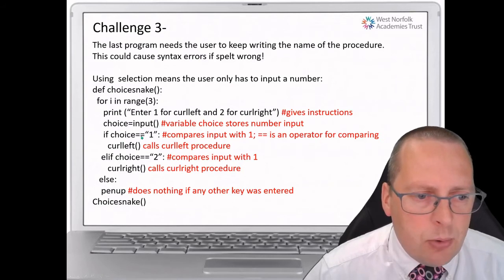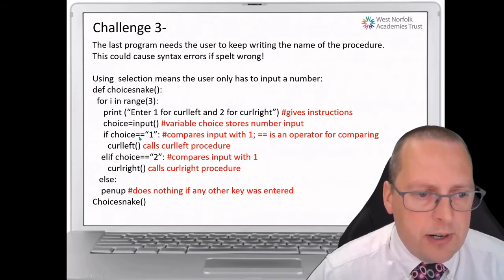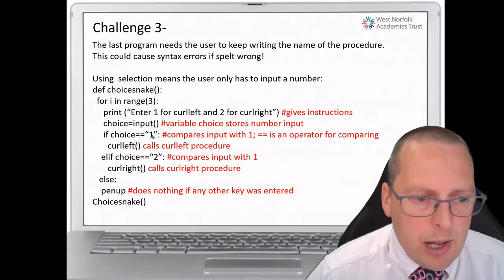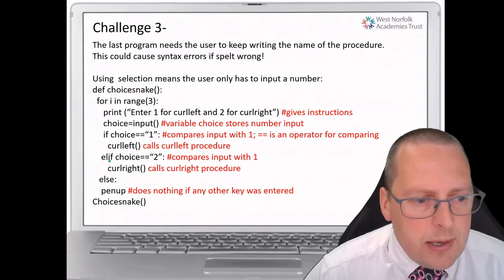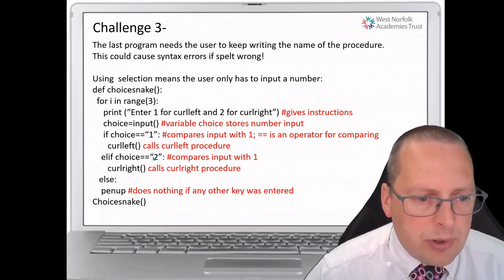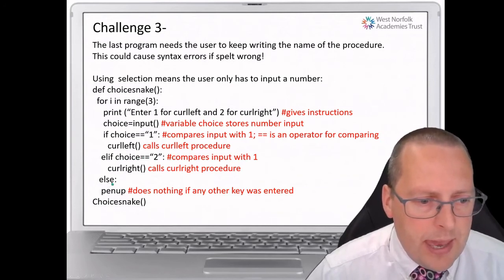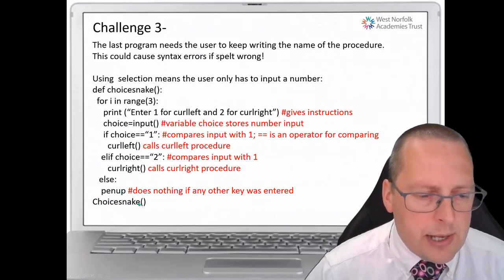If choice equals 1, it's important that we have 2 equals signs here. We're not defining a variable. We're saying if it is the same as a 1, it will run the curl left. Elif, and this stands for else if, so elif choice equals 2, we will tell it to run the curl right. Else pen up. So we then have a choice and we tell it to run the choice snake.